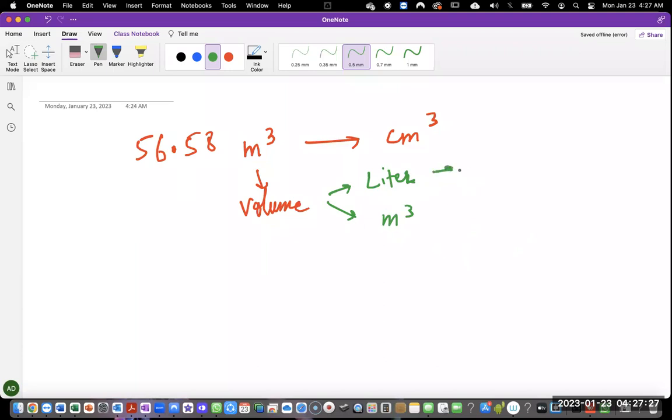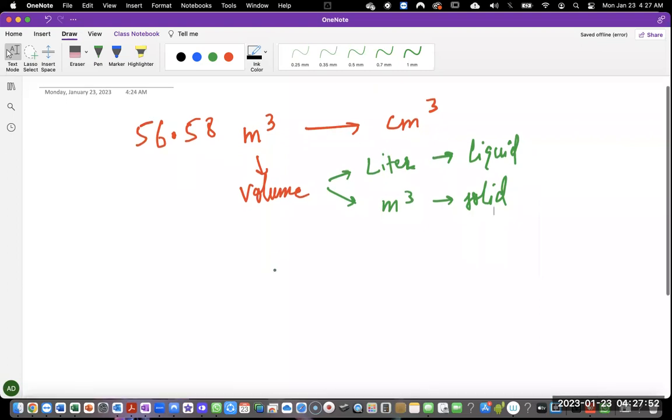Usually liters is used for liquid, whereas when it comes to solid things, let's say you're trying to find the volume, the size of a bedroom, for example, then you're not going to be finding it in liters. You're going to be finding it in feet cube or inches cube or meters cube or centimeter cube, something like that, right? So that's where this works.